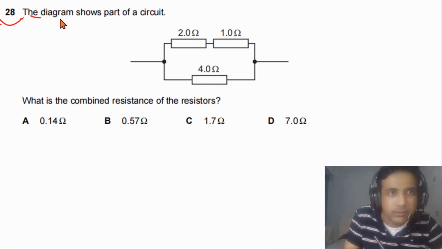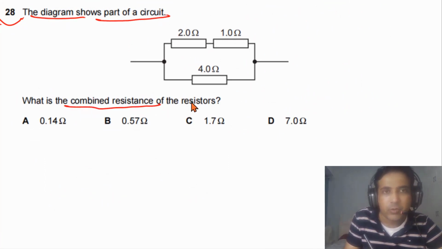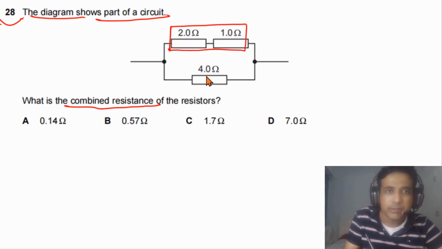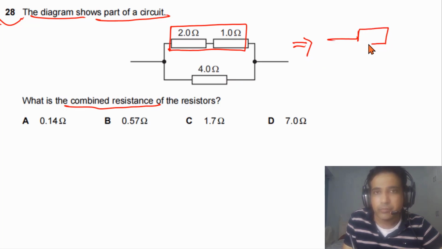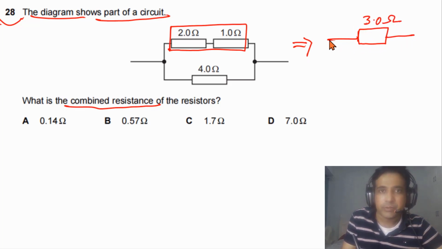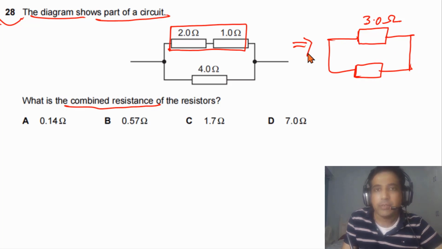Question 28 says the diagram shows part of a circuit. What is the combined resistance of the circuit? In this case, you can see we have two resistors connected in series, and these two resistors are connected in parallel with this one. So we can redraw this circuit. We can replace these two resistors with one resistor of 3 ohms. So we have one resistor here, and another resistor of 4 ohms that is connected in parallel with the previous one.